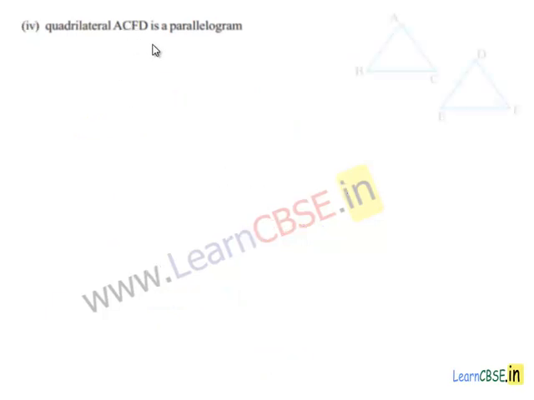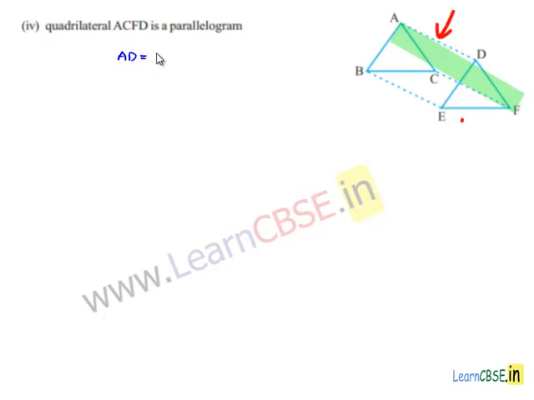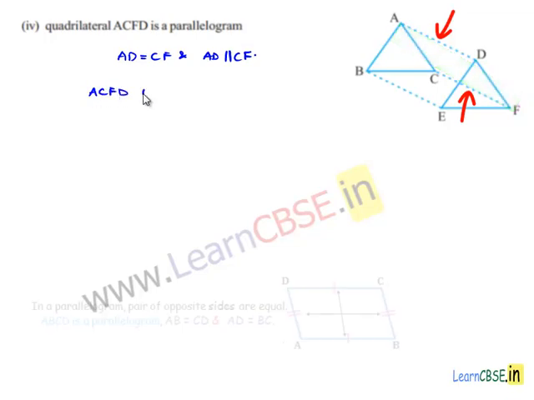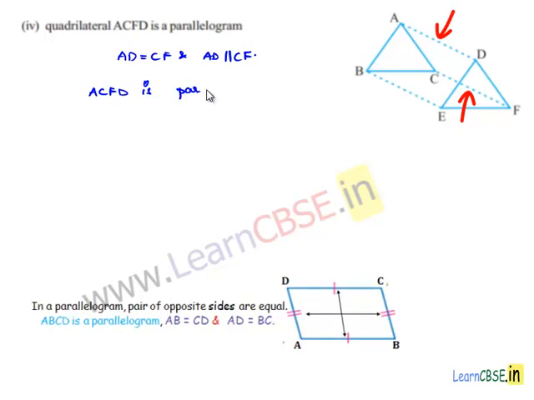Here in the fourth one, we need to prove that quadrilateral ACFD is also a parallelogram. In the above we got that AD is equal to CF and AD is parallel to CF. So we can say if in a quadrilateral a pair of opposite sides are equal and parallel, ACFD is a parallelogram.